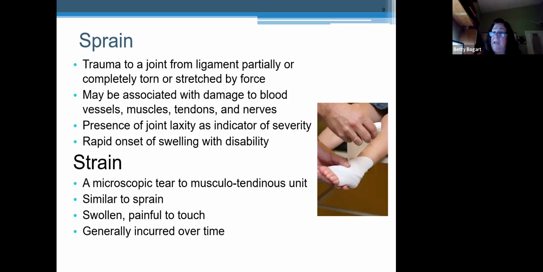And let me tell you, I was pretty high for a big girl like myself, and I could hear it rip, and I still can hear it. And immediately the swelling occurred, the bruising started, the pain, et cetera. So, sprains, what is the treatment? It's what we call the RICE, right?